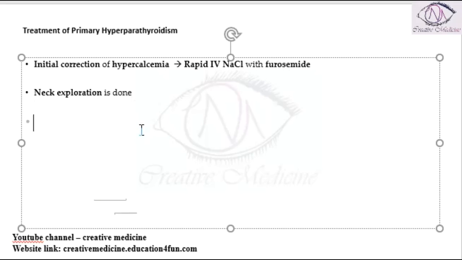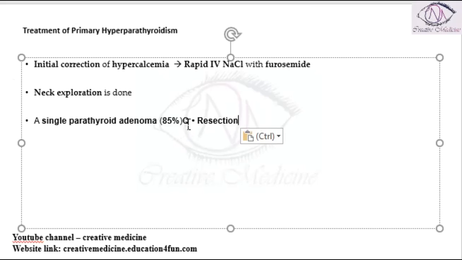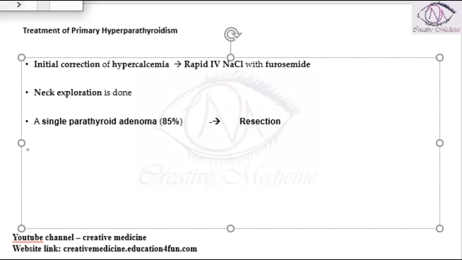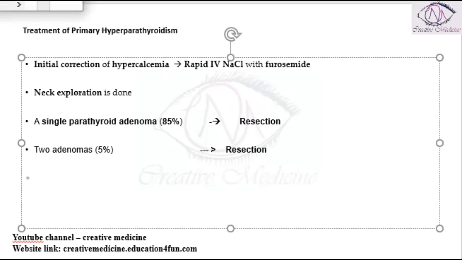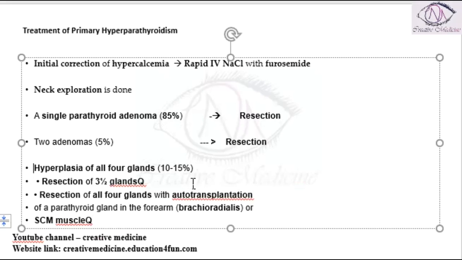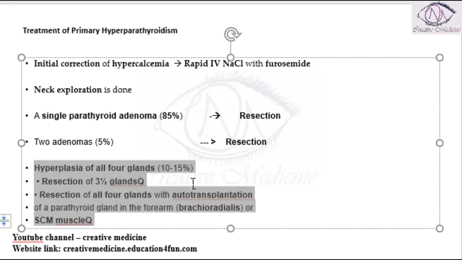If the hyperparathyroidism is mainly due to a single parathyroid adenoma, then we have to resect that adenoma. If it is due to only one parathyroid adenoma, we should just do a resection. If it is due to two parathyroid adenomas, again we should resect the tissue. Then, if it is due to hyperplasia of all the four glands, that is when we have to see the treatment.